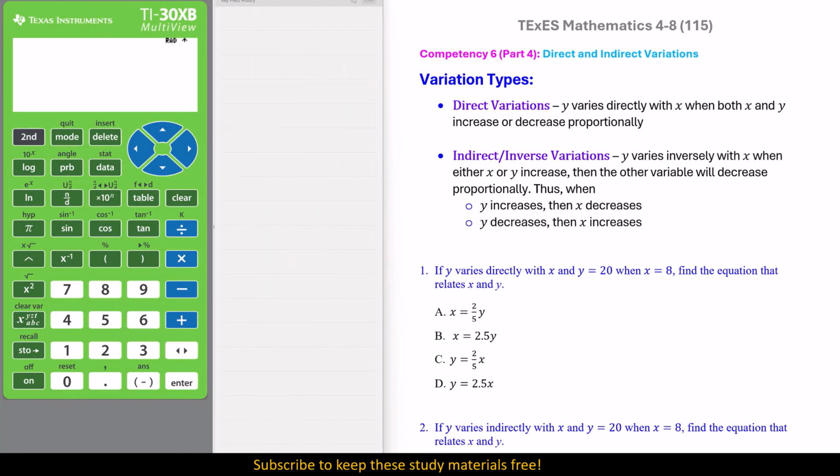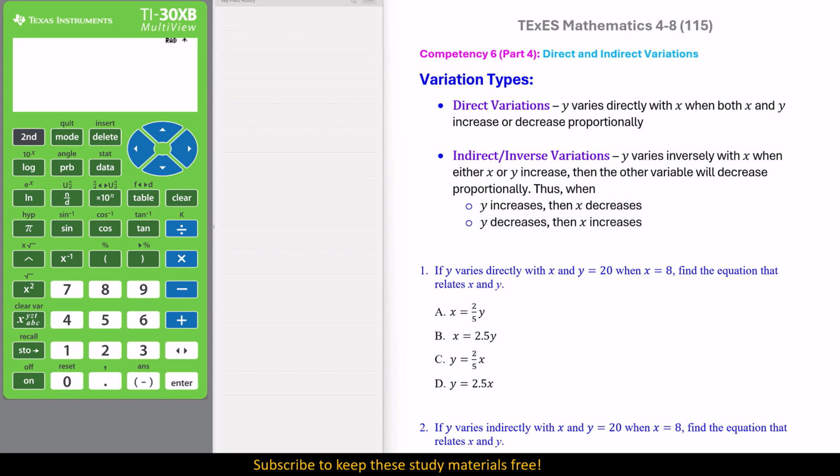Okay, let's talk about direct variation first. This would mean that y varies directly with x. Well, this means that when one goes up, the other one goes up, and when one goes down, the other one goes down. So these values increase and decrease together.